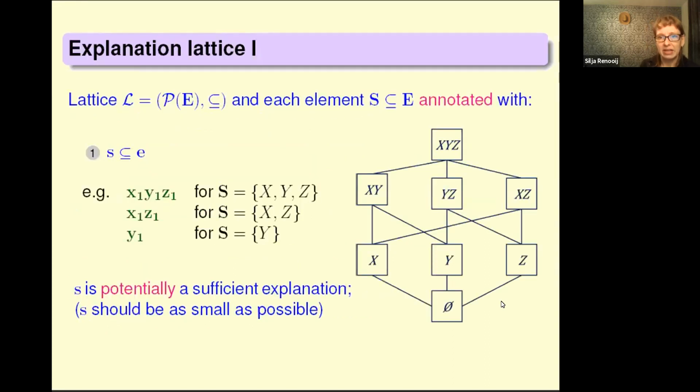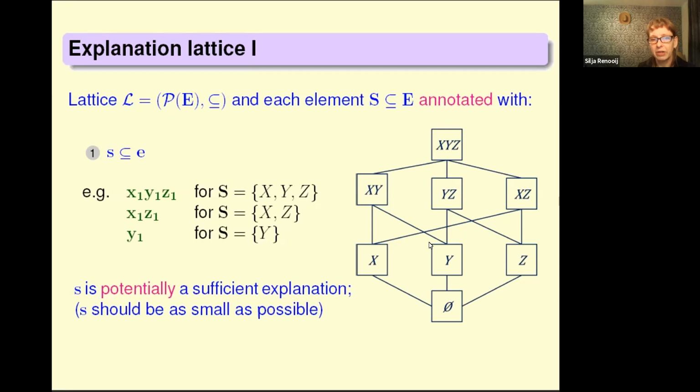So let me explain what that explanation lattice entails. Well, as I said, it's a subset lattice. So what we have is the set of variables for which we have observations. So in this case, suppose that's X, Y, Z. And we annotate it basically with three things. The first one is the combination of values for these variables that we have actually observed. And we do that for every subset. So suppose my current evidence is X1, Y1, Z1. So for the top lattice element, that is the combination I get.